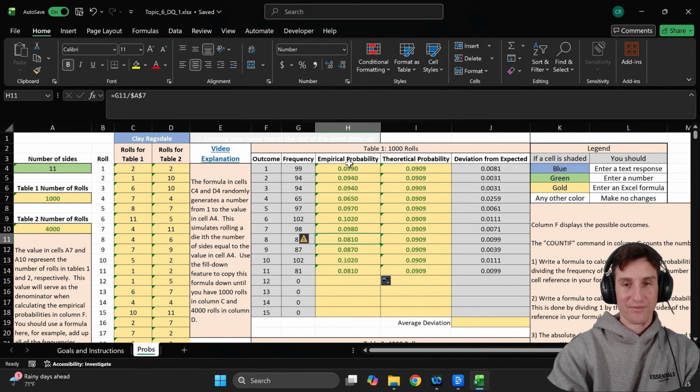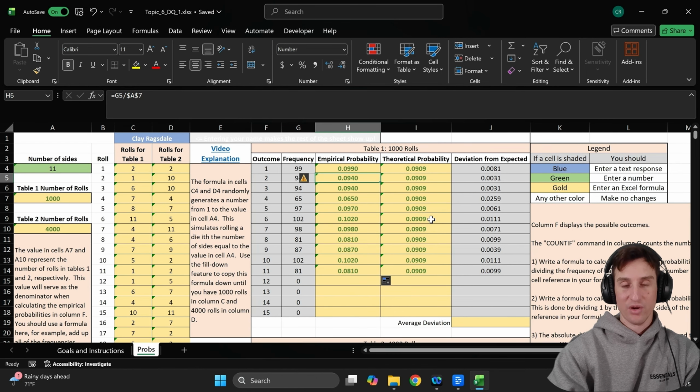That gives us all the empirical probabilities, and you will also notice the deviation from the expected is also calculated. So theoretically, this is what we would expect, but this is actually what happens. What it's doing is calculating the absolute difference between these two values. So it's taking empirical minus theoretical, and it's coming up with the absolute value. Same thing for all those.